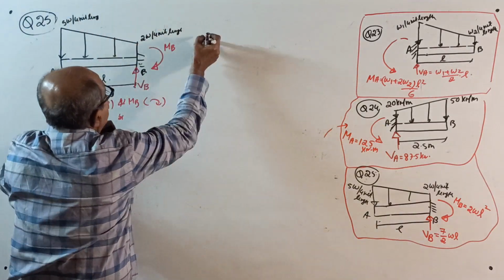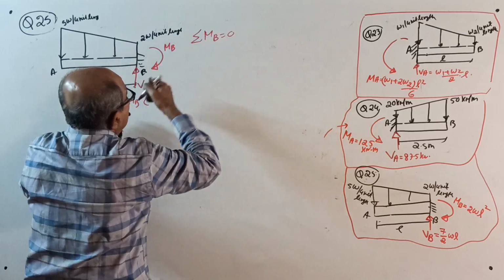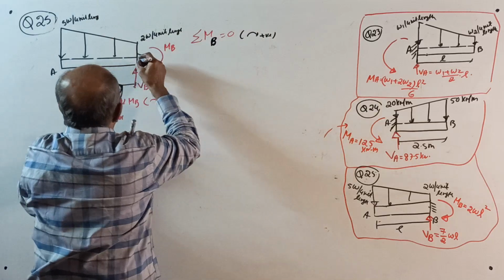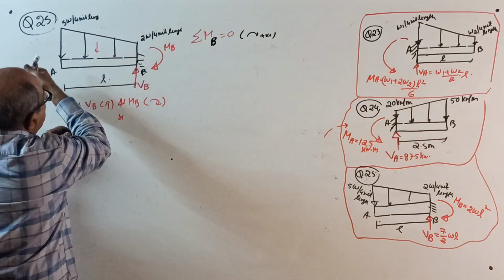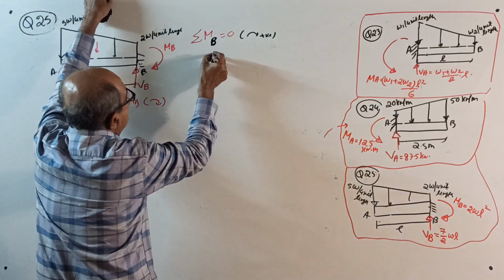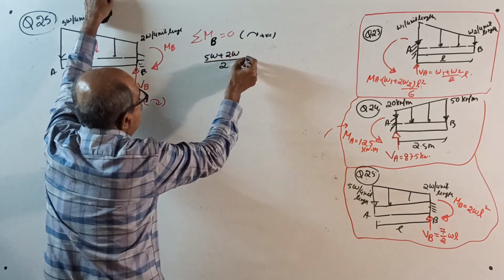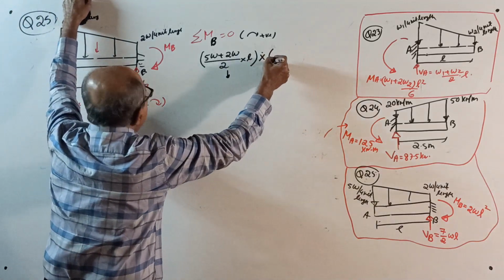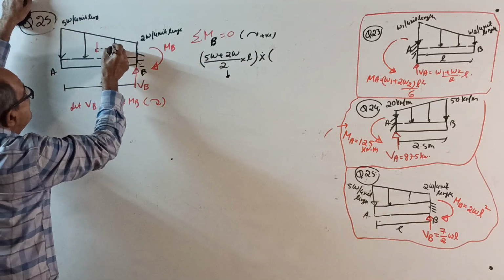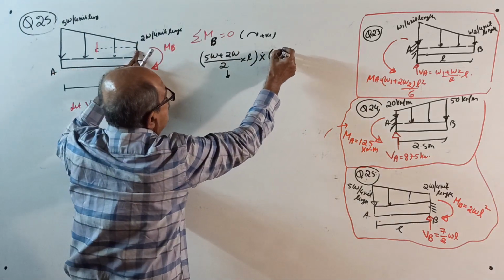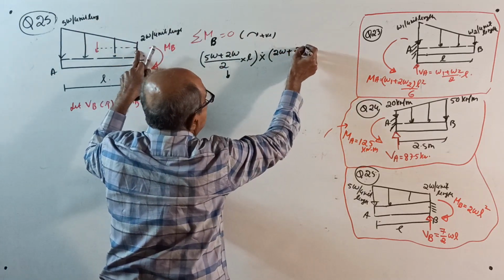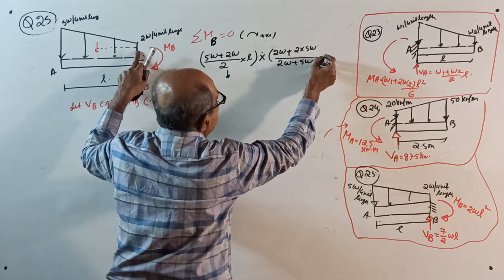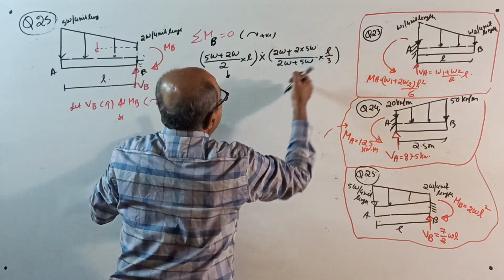So start. Sigma M about B equals 0. Some will ask, why B? Sorry, I am not explaining why B. If you still do not know why B, you are wasting your time attending my classes. Take note about B. See, total load here: 5W plus 2W divided by 2 into L, that is area of the trapezium, is the total load. Multiplied by the distance from fixed end, moment about B you are taking: 2W plus twice of 5W divided by 2W plus 5W, into the distance L divided by 3, then minus MB equal to 0.